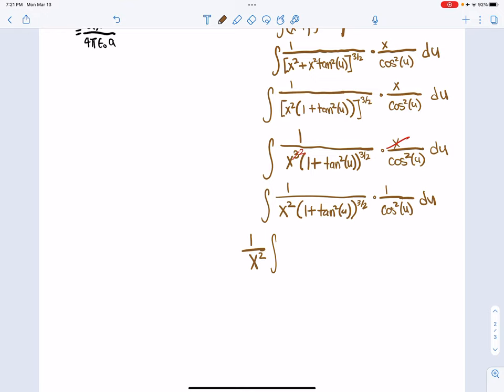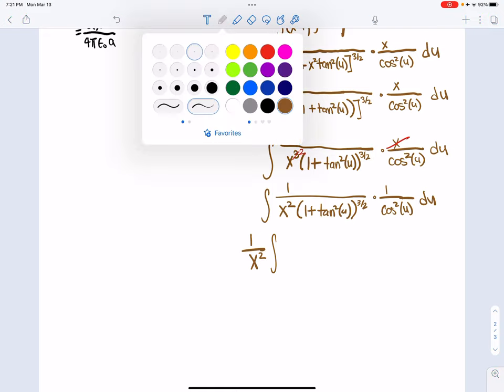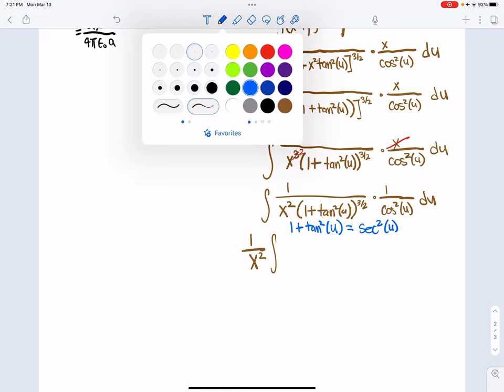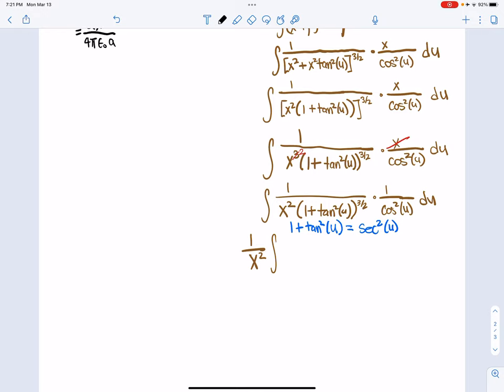what is 1 plus tangent squared of u? So 1 plus tangent squared of u is equal to the secant squared of u, okay? That's just a trig identity, right? Or a trig substitution that we could do. So that's something you should either know or might be helpful to have in your cheat sheet.